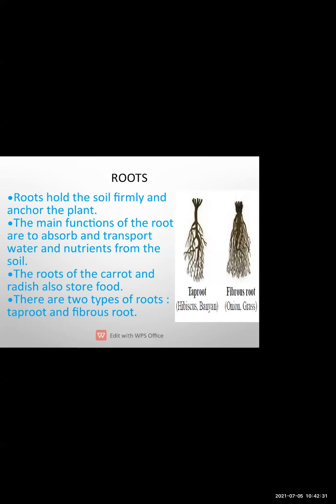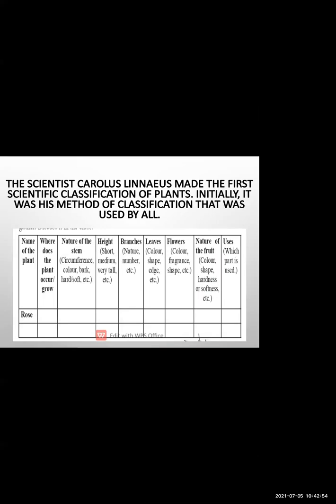In the taproot system you can see there is one thick single root from which small branches emerge, having hair-like structures. But in the fibrous root, all the roots have the same length and are thread-like or fiber-like in shape. So this is about the roots.